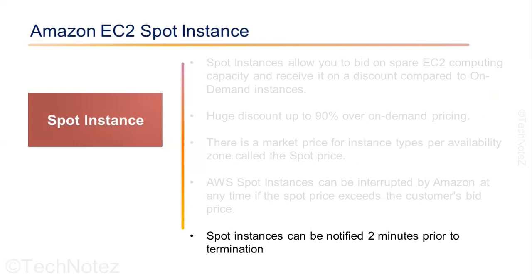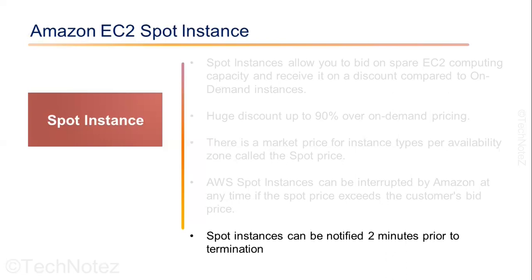For example, imagine you are running a website that experiences fluctuations in the traffic. During periods of high traffic, you need more computing resources to handle the increased demand. But during periods of low traffic, you don't need as many resources. One solution to manage this fluctuation in computing resources is to use the AWS Spot instances.